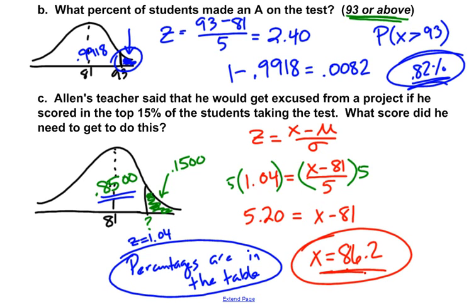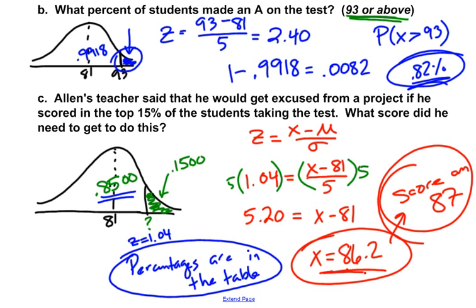Well, obviously he can't get an 86.2 because the scores don't come that way. So what he will have to get is he'll have to score an 87 on the test, because that's what's going to get him above that 86.2 mark. He can't go below to 86, even though we might round 86.2 to 86 normally. If we go down to 86, we're going to be below this mark, and we would not be quite getting into that top 15%.